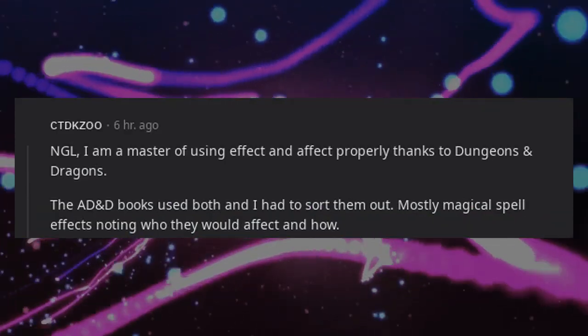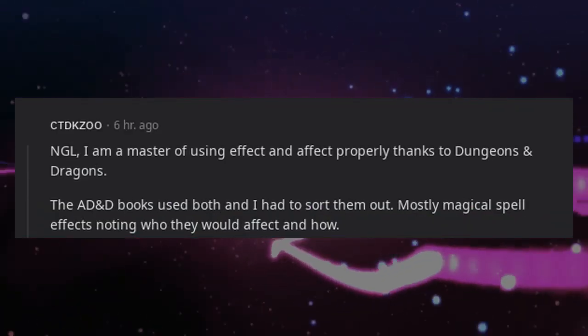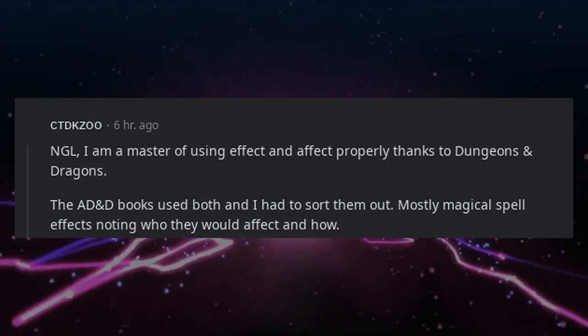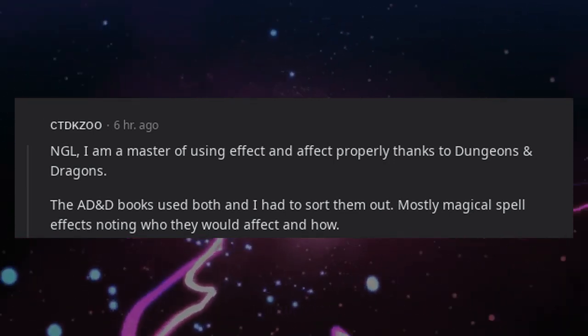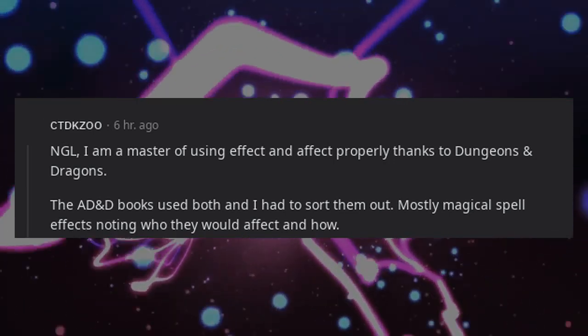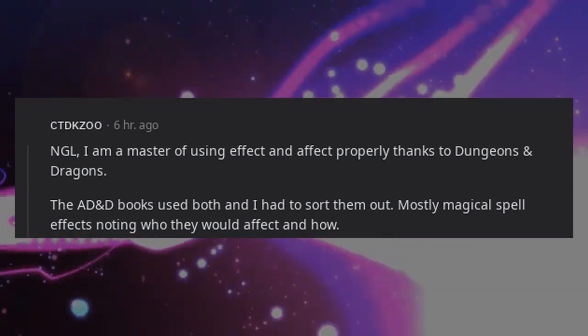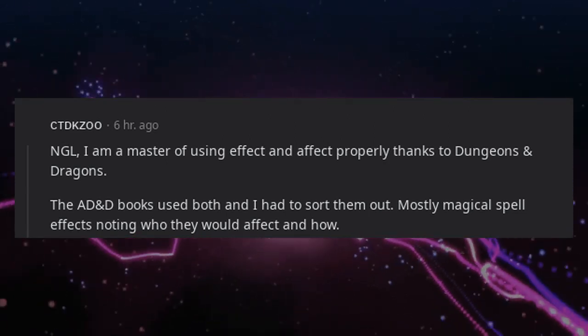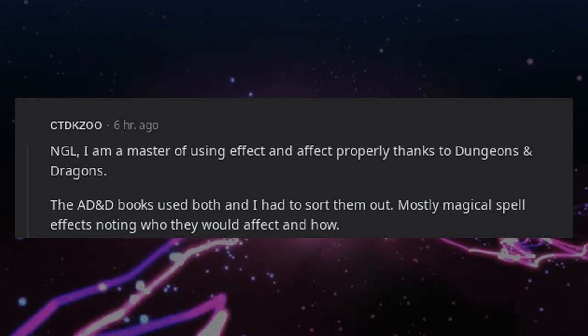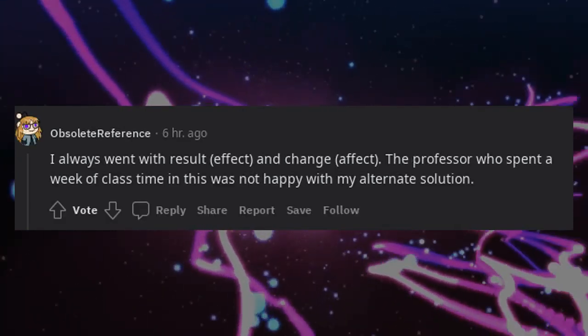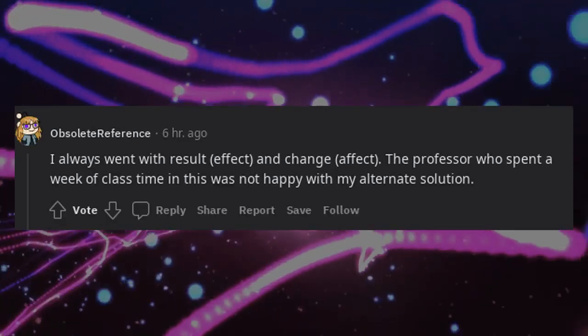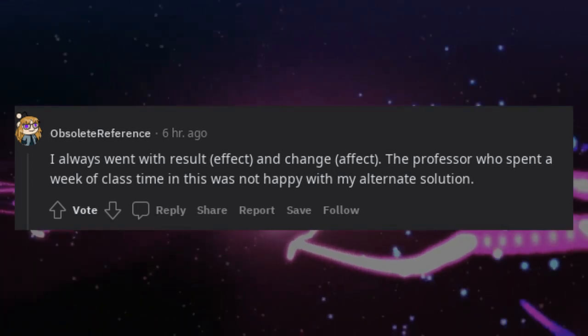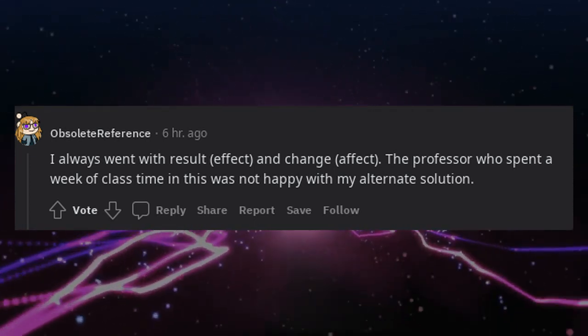NGL. I am a master of using affect and effect properly thanks to Dungeons & Dragons. The AD&D books used both and I had to sort them out. Mostly magical spell effects, noting who they would affect and how. I always went with result effect and change affect. The professor who spent a week of class time on this was not happy with my alternate solution.